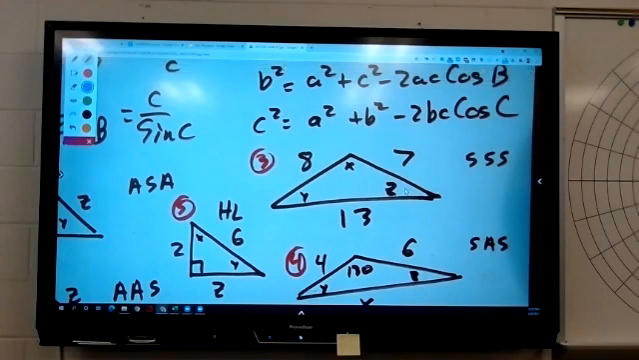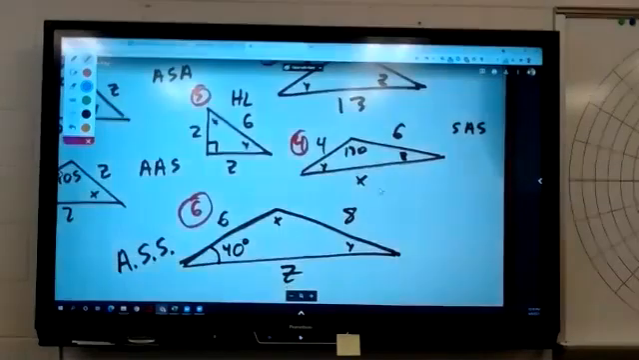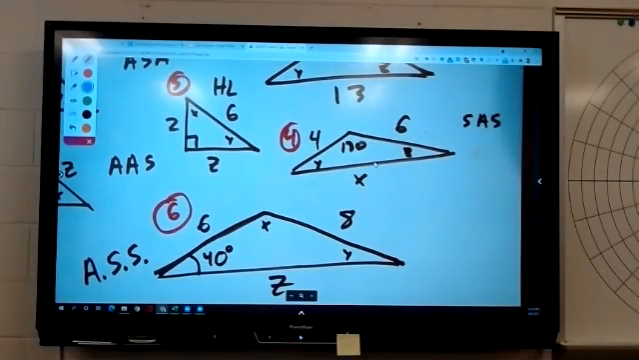Gonna have to use law of cosines. How come I have to do law of cosines? There's no pair, there's no angle, is there? So is it just like the one we just did? What about number 4? Can you use law of sines? Nope, so it's going to be law of cosines.